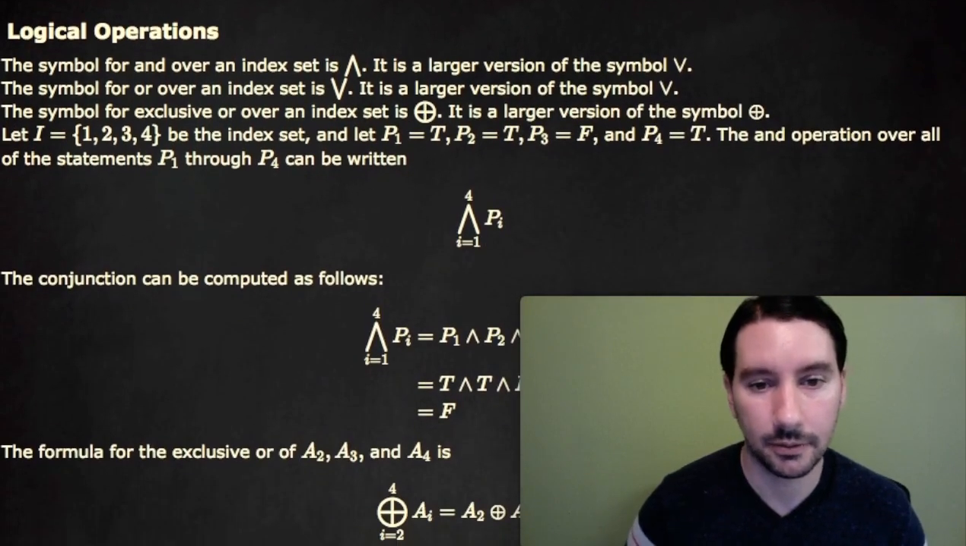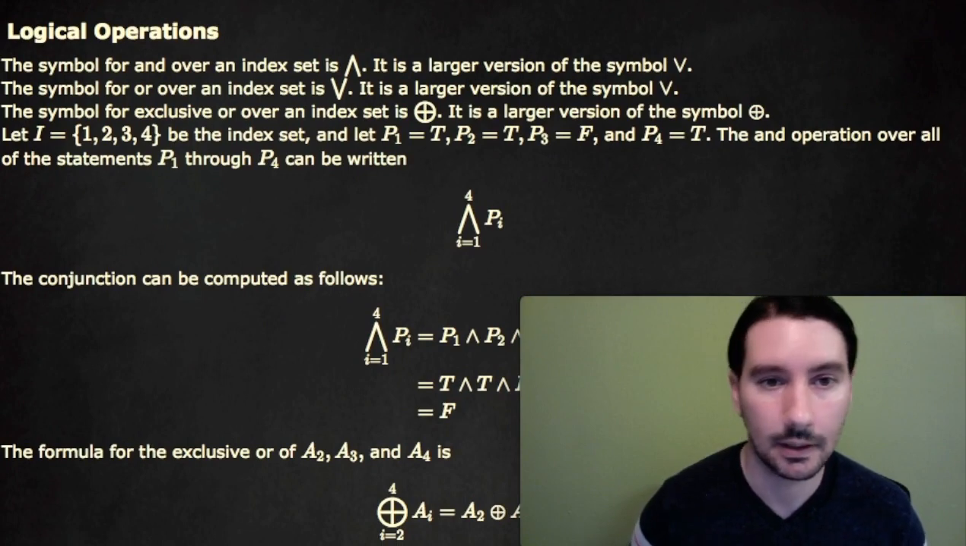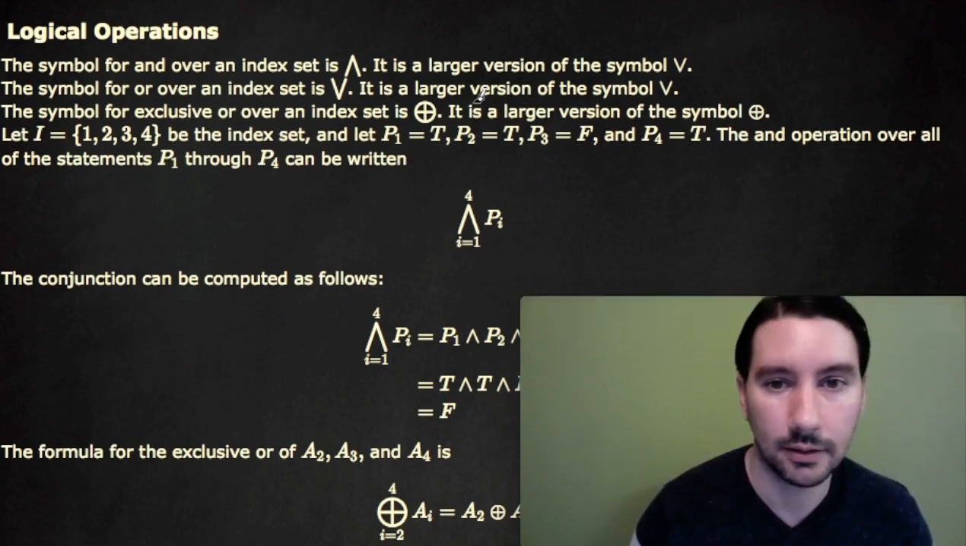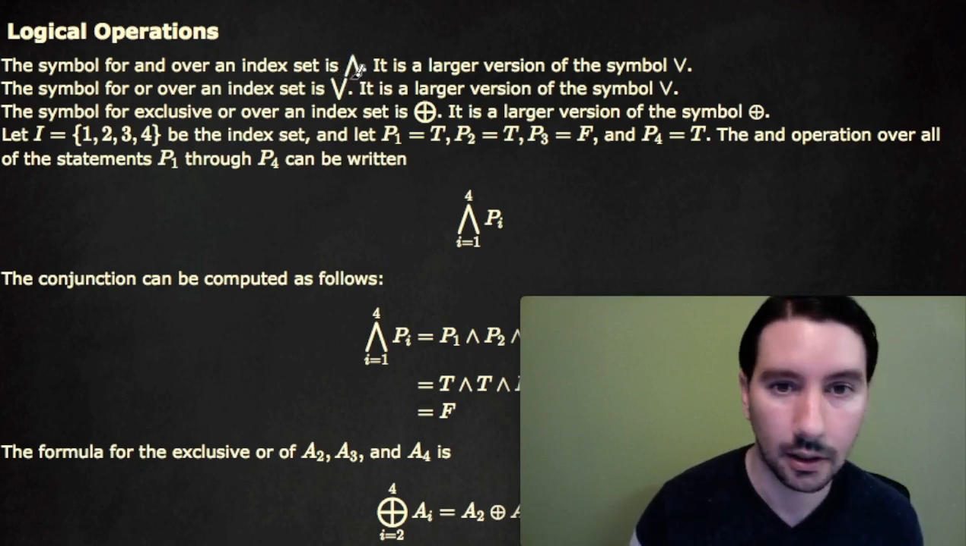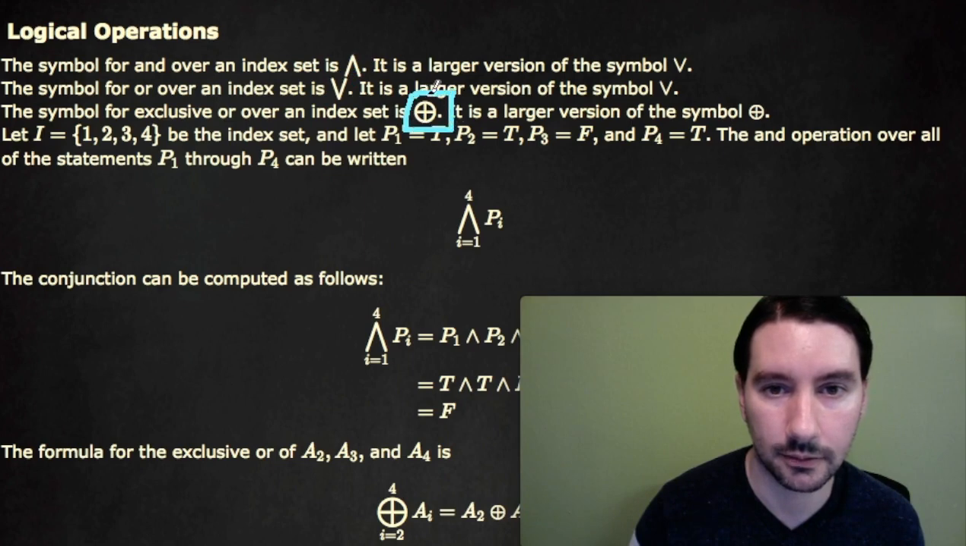Now we're going to talk about doing logical operations over index sets. The two operations are and and or, and for the and symbol we use a large and, for the or symbol we use a large or. And we can also do exclusive or, so you just use a large exclusive or symbol.